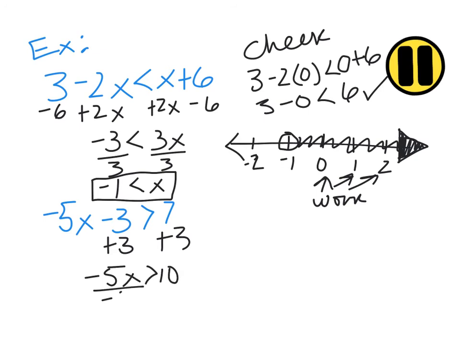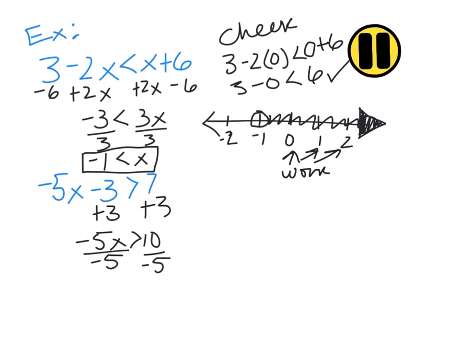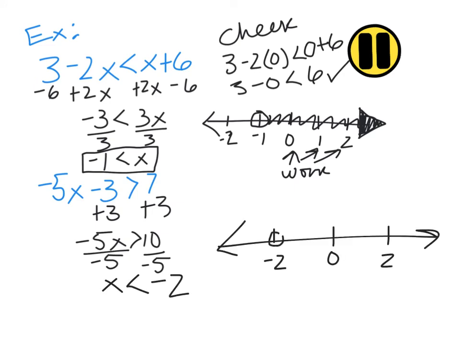All right, next let's start by adding 3 to both sides. And then now I'm dividing by negative 5. So that's that time that we know we're going to need to flip. So now we get x is less than negative 2. So on a number line, that would be an open dot at negative 2 going down.